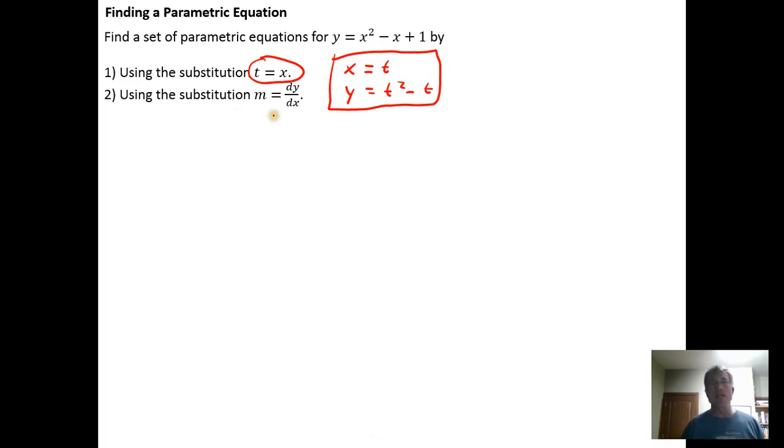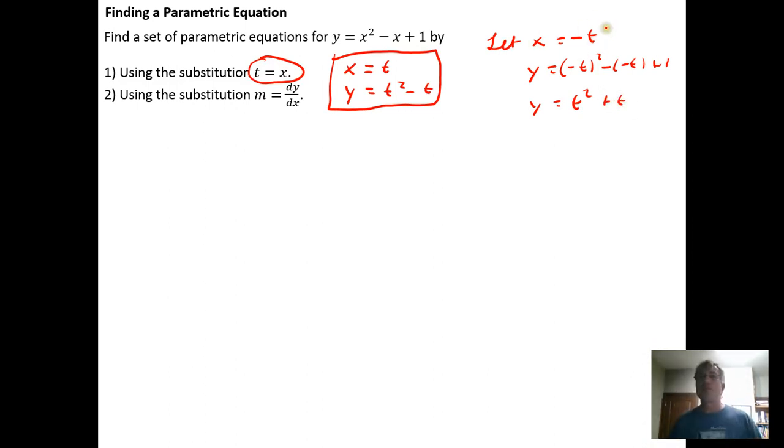But remember, we said that there's infinitely many ways to parameterize something. You could just as easily have said, hey, let x equal the opposite of t, would be perfectly legitimate as well. And then you would just go in and everywhere you saw an x, you'd replace it with the opposite of t instead. And if we did that, we'd get y equals the opposite of t squared minus the opposite of t plus 1. This is also a legitimate parameterization. We can let x equal any scalar multiple of t that we want, and it's a parameterization.